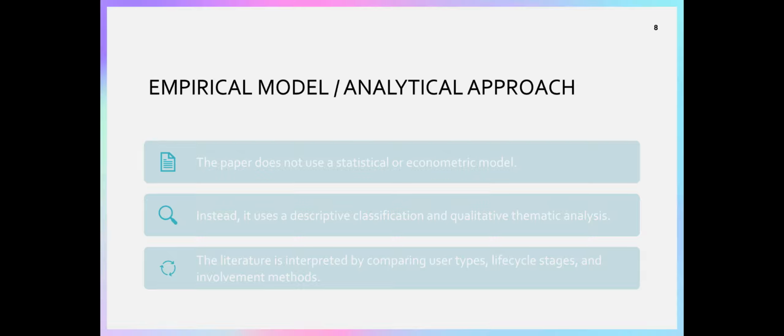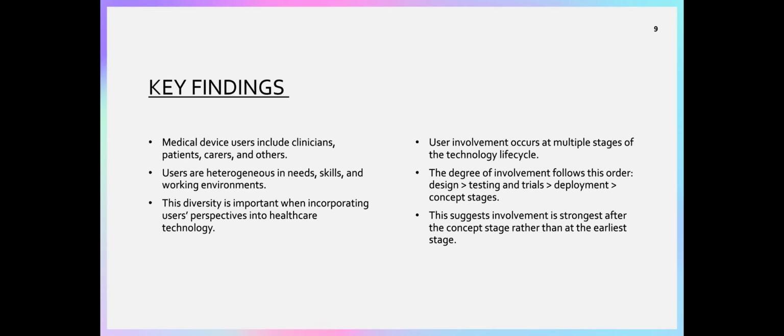Data and empirical model. So if we talk about the empirical model, this paper does not use a statistical model or econometric analysis. Instead, the authors used a descriptive and interpretive framework. In simple terms, they classify the literature into categories such as user type, technology stage, and involvement methods, and then compare patterns across those categories. So the model here is really a structured analytical framework, not a mathematical one.